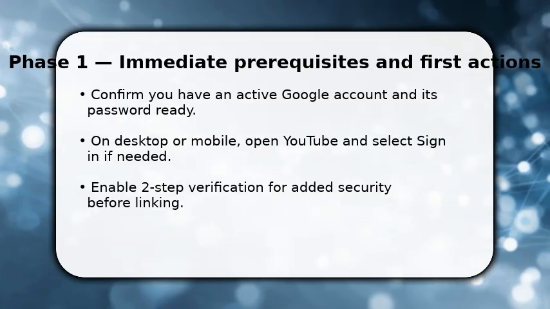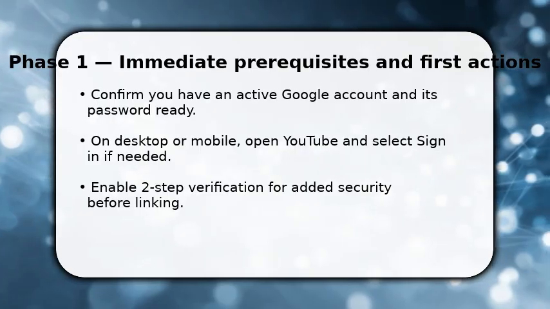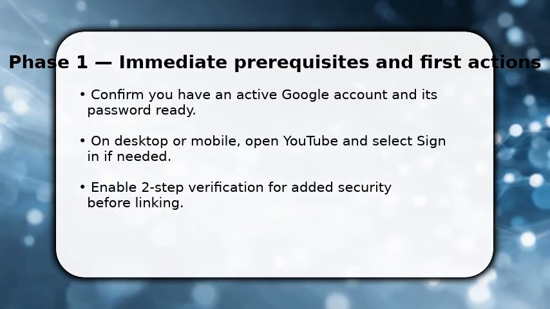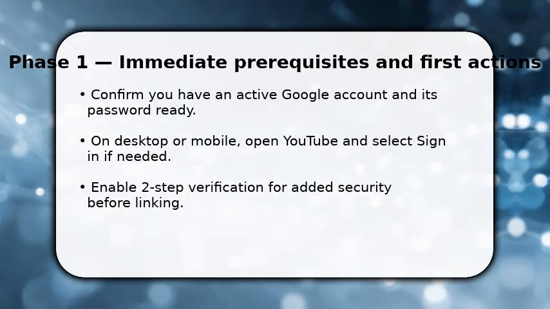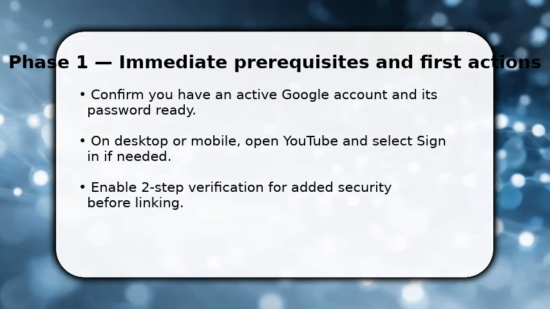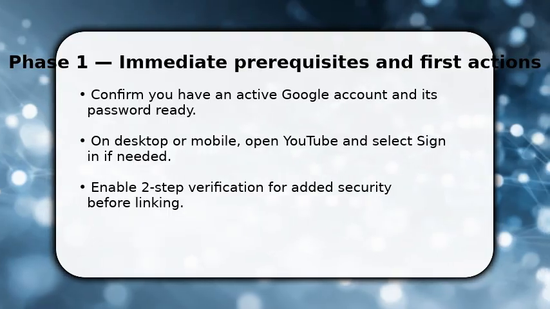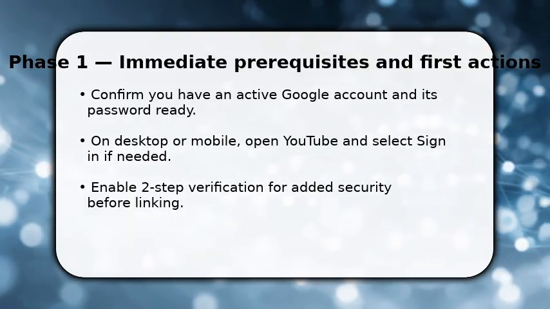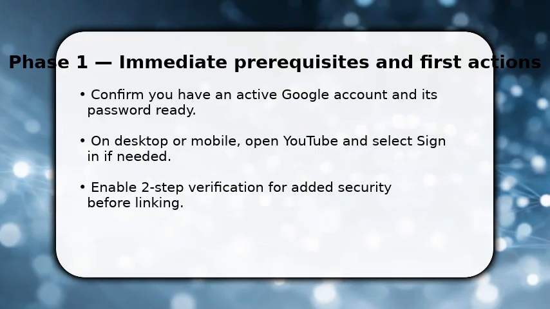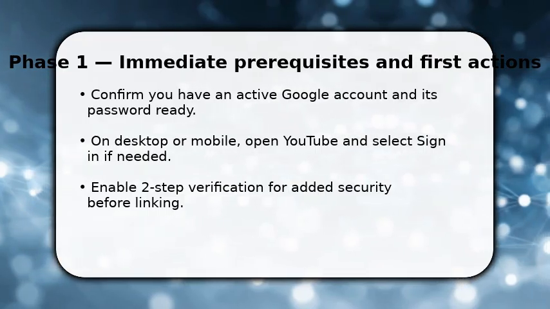You begin by opening YouTube and signing in with your Google account. This is the core link step because YouTube uses Google identity. Once signed in, make sure two-step verification is enabled for stronger protection, since it prevents unauthorized access. If you manage multiple accounts, pick the one you want to link now, because switching later can split channels.